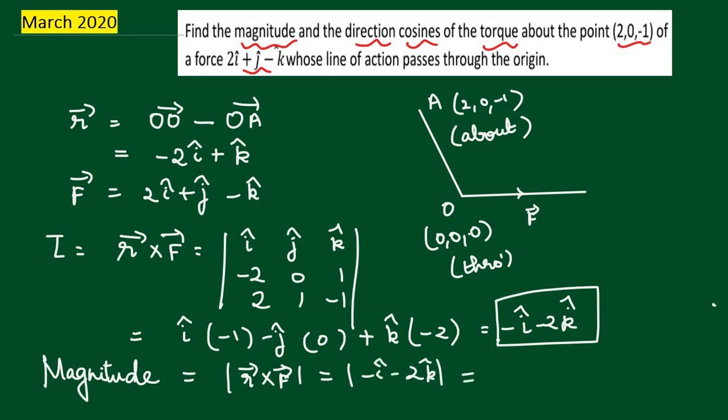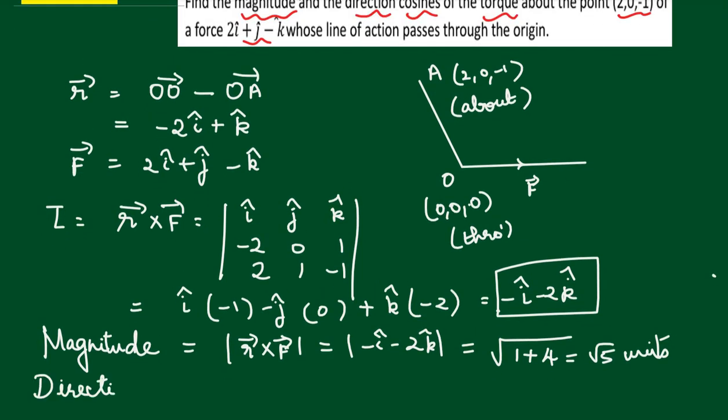Which gives us root of (-1) whole square plus (-2) whole square, that is 4, which is equal to root of 5 units. What is the other question? We are asked the torque's direction cosines, which will be equal to the coefficients of R cross F. So that is -1 divided by root 5, comma 0, comma the coefficient of k is -2, therefore -2 divided by its modulus value, which is root 5.